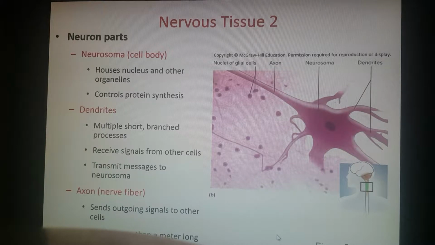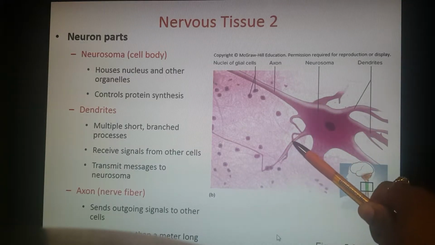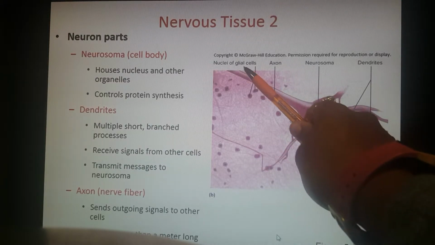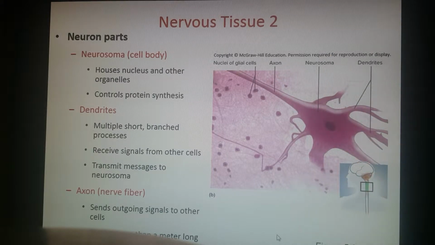So our neurons specifically have multiple parts that make up the cell. Here we have the majority of the cell, the cell body, which is called the neurosoma. And extending off from the neurosoma, usually in a shorter cell extension than this other portion that I'll talk about in a second, are your dendrites. The majority of the job of the dendrites is to receive signals from other cells. You also can receive signals on the neurosoma itself.